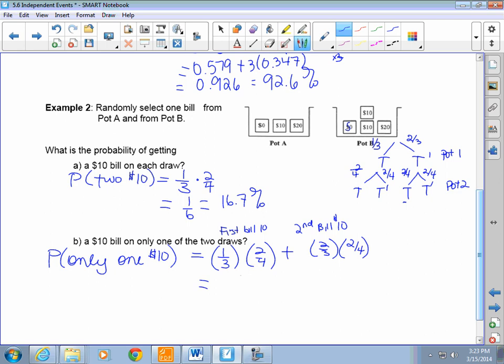So I have 1/3 times 2/4 is 1/6, plus 2/3 times 1/2. If I reduce that, that is going to be 2/6, which is 1/3. So 2/6 plus 1/6 is 3/6. So it's a half. Based on the way those pots are stacked, I have a 50% chance that I'm going to get at least one $1 bill or one $10 bill.